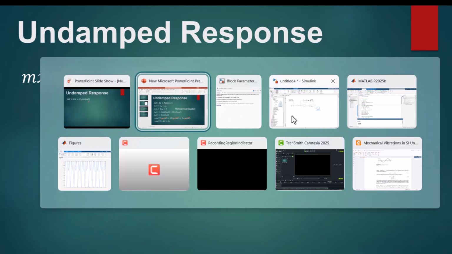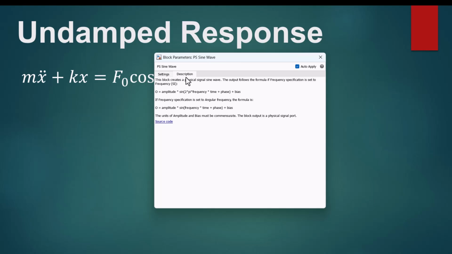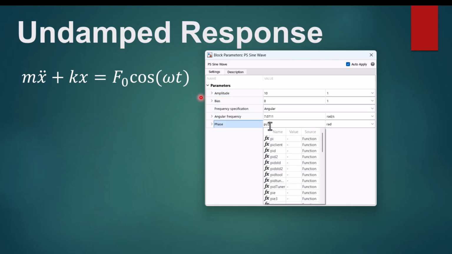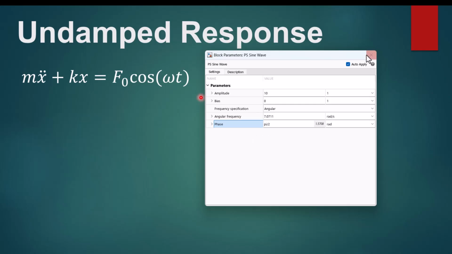MATLAB does not have a cosine wave block, so I create a sine wave and I set the amplitude to be equal to 10, and I change the angular velocity. And in order to convert the sine wave into a cosine wave, I add a phase equal to pi over 2.